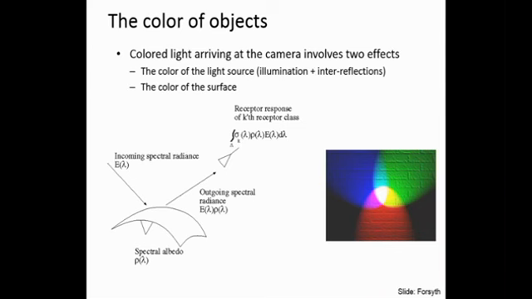So there's a conflation: the light that you observe coming from an object is due both to the color of the light source and the color of the object. Technically, it's not possible to distinguish between them, but there's a lot of tricks we can use to estimate the true color. People are very good at this.